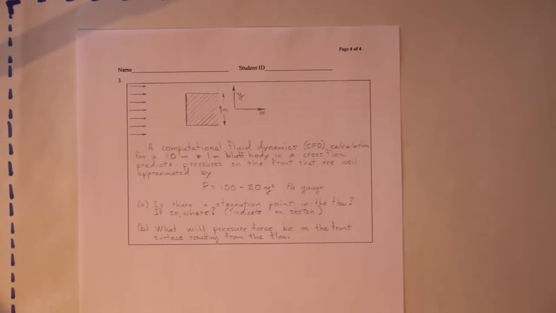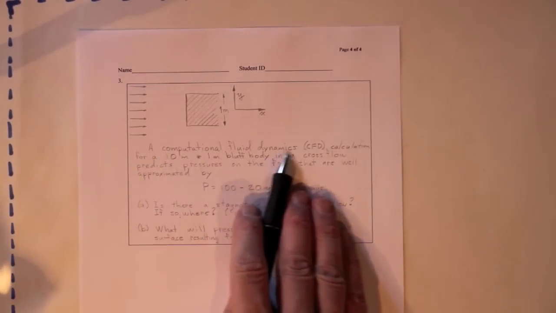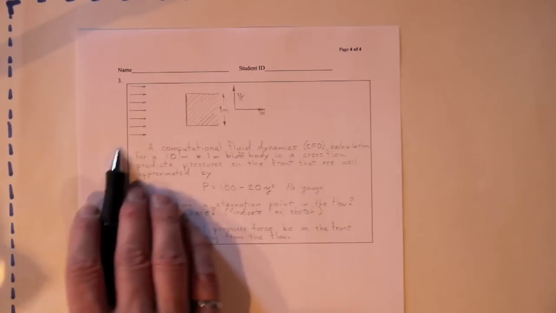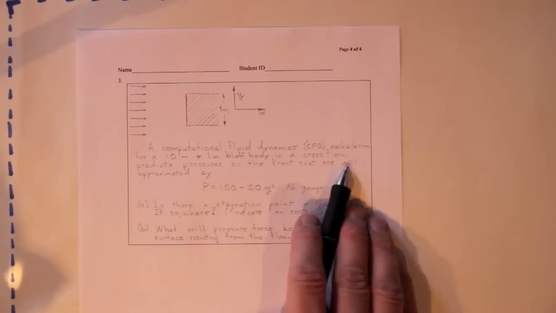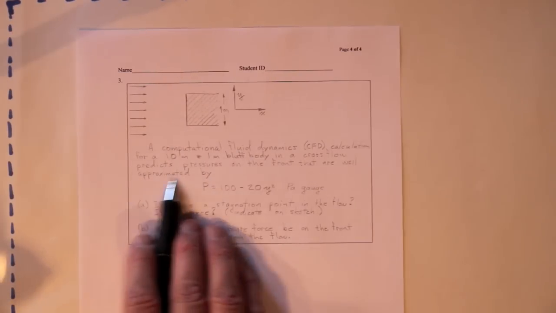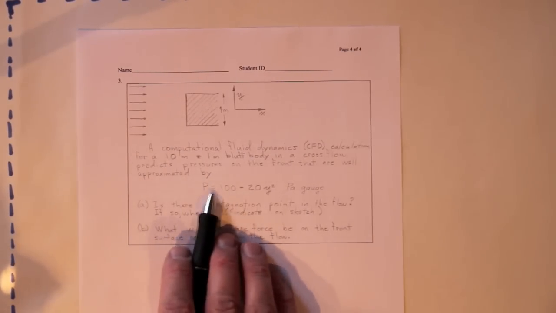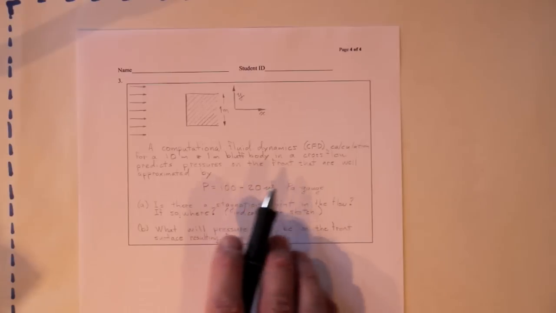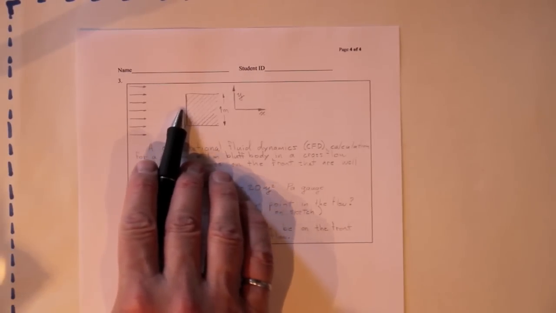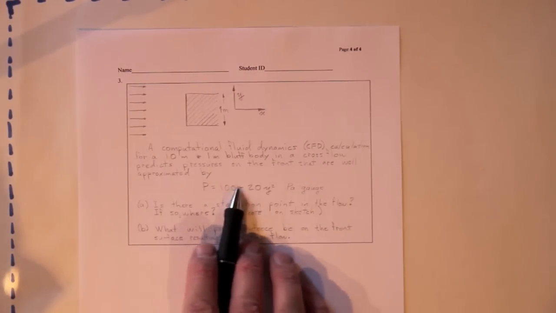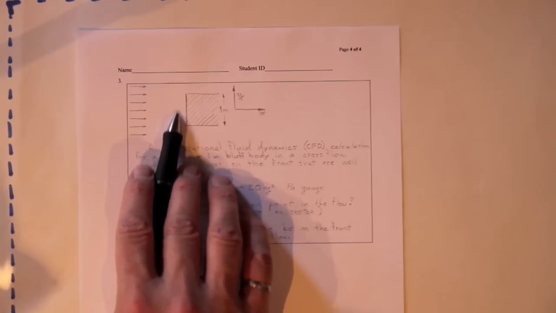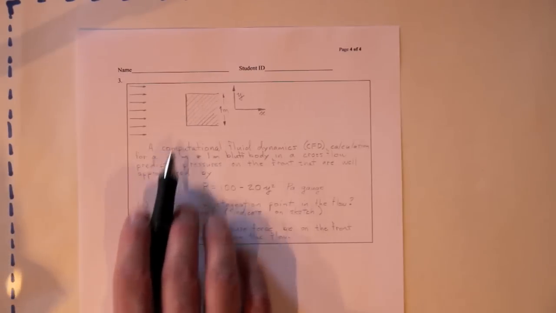On the second quiz from 2008, I asked this question. We found from a computational fluid dynamics calculation that for this little block sitting in a crossflow like this, the pressures on the front are well approximated by this equation for pressure: 100 minus 20 y squared pascals gauge. So when y is equal to 0, the pressure is a maximum, and it falls off as we go out towards the edge. The pressure is lower towards the edge in both positive y and negative y.